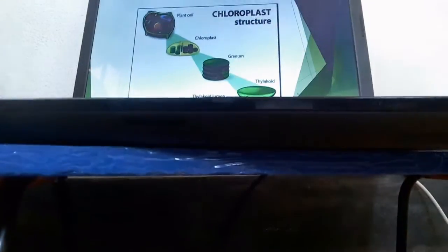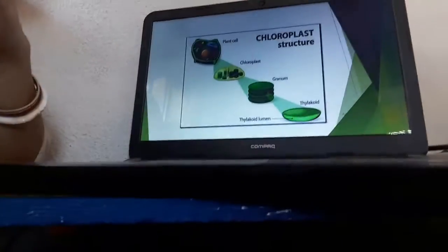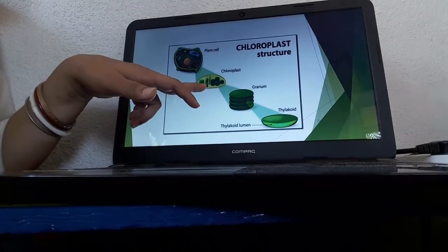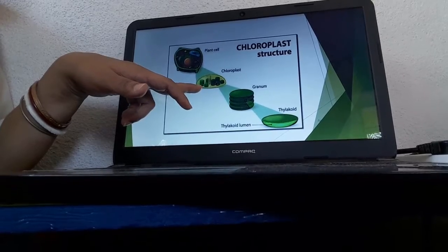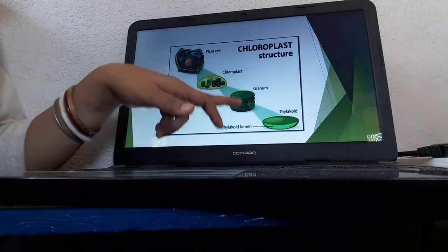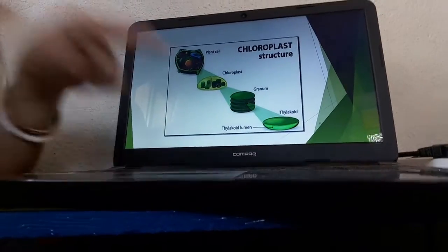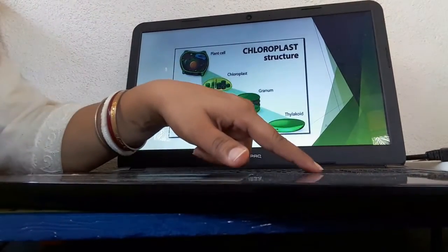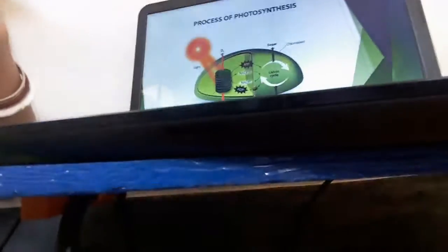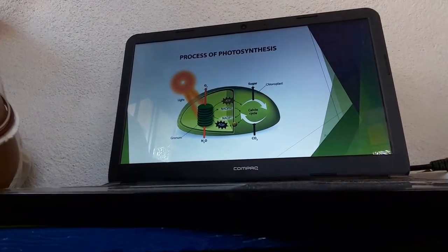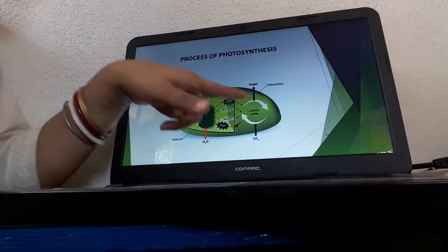Better I will suggest this one, where you can see the plant cell, within that the chloroplast. When you are getting inside, the stroma, and this is the granum. Within granum, each one is a thylakoid. Here the chlorophyll is present. Okay, now here is the light reaction and the dark reaction together. The dark reaction's other name is Calvin cycle.